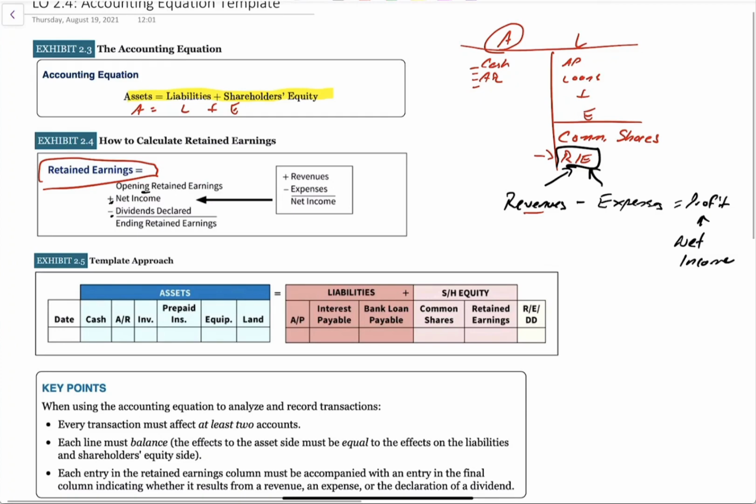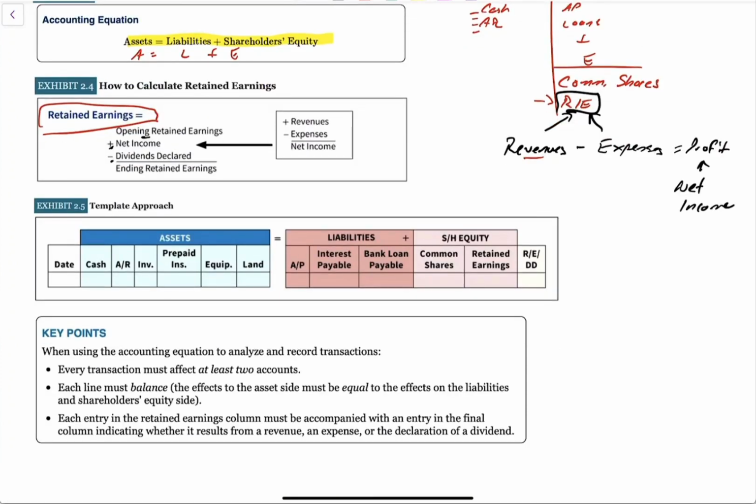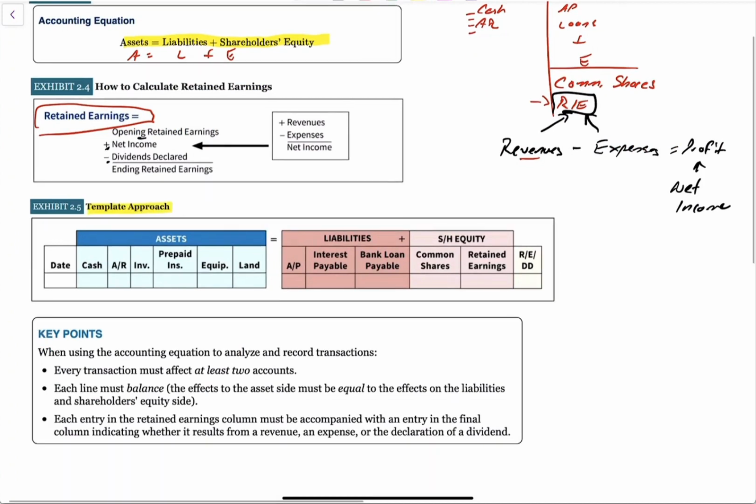So what we're going to do is look at how we use a very simple approach at first to grasp how the system works. We're going to use a worksheet or a template approach. So what we do is we basically say on the one side, we have all our assets. And then we say that those are equal to liabilities plus shareholders' equity. And we list all of these. We call these accounts: cash, accounts receivable, equipment, accounts payable, common shares, retained earnings. They're called accounts. They're really just categories. So we list our accounts.